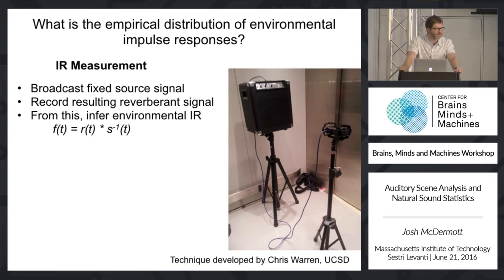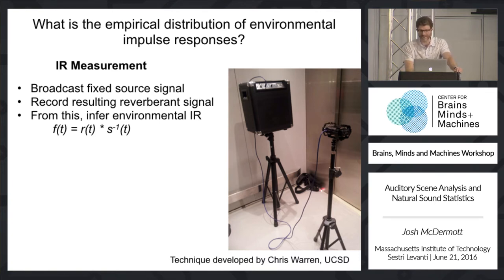All right, so the first question we're going to try to answer is, what is the empirical distribution of environmental impulse responses? In order to do this, we need to make lots of impulse response measurements. And in particular, we want to do this in the kinds of spaces that people occupy in their lives. And so the technique that I described of firing a gun is not going to work very well in a restaurant or a bar. All right, so we used an alternative method.